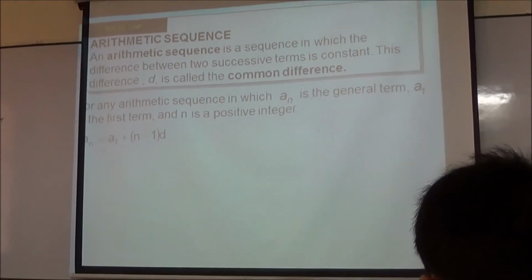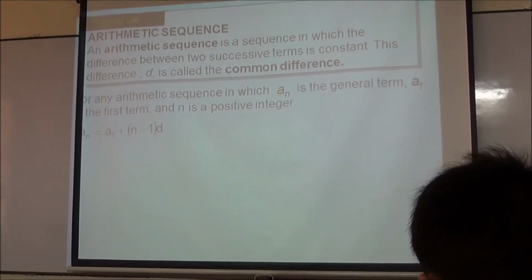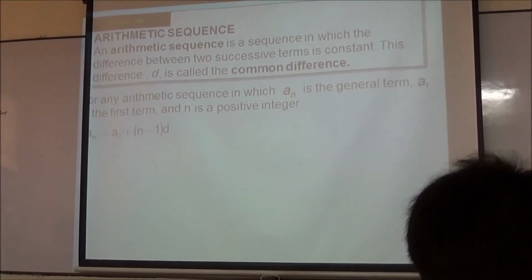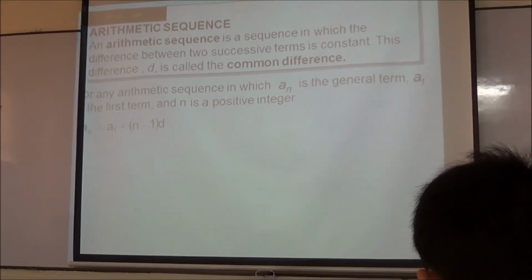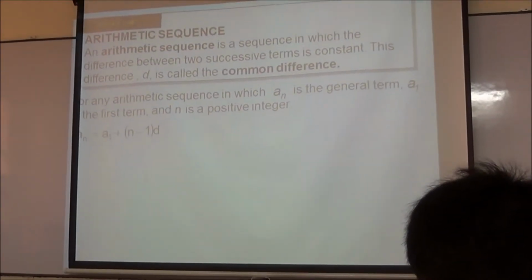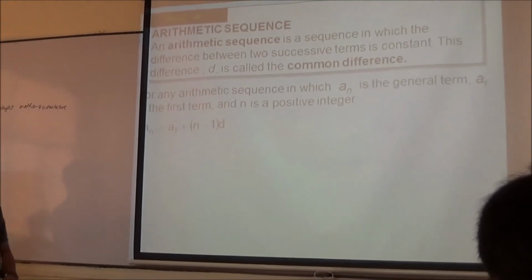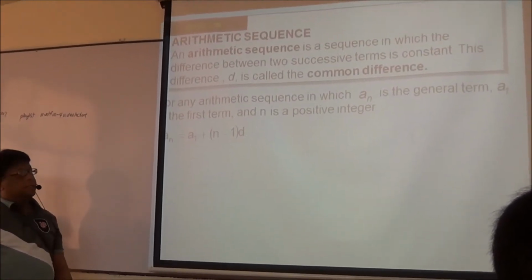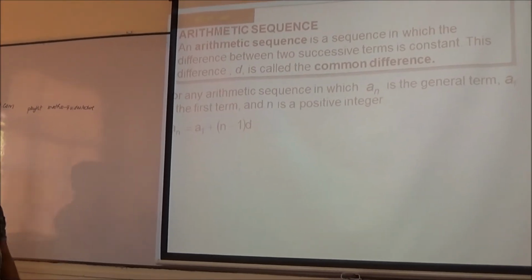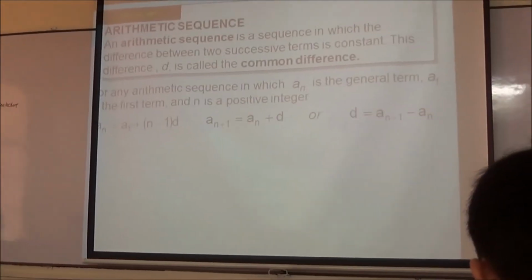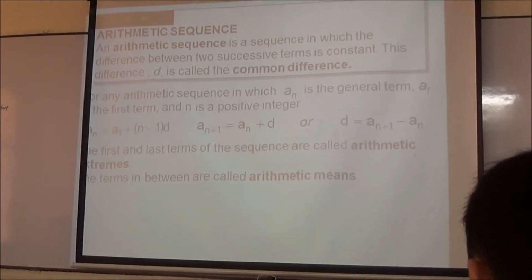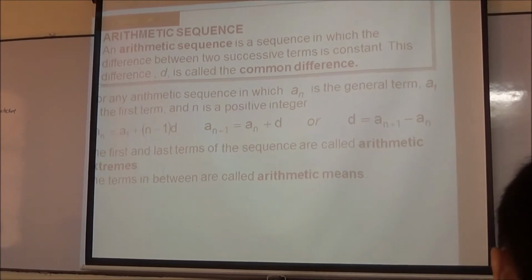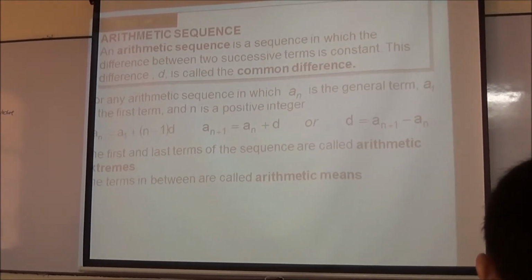For any arithmetic sequence in which A sub n is the general term, A1 is the first term, and n is a positive integer, defined to be the number of terms, the formula for the nth term of an arithmetic sequence is A sub n equals A1 plus (n minus 1) times t. The first and last terms of the sequence are called arithmetic extremes. The terms in between are called arithmetic means.